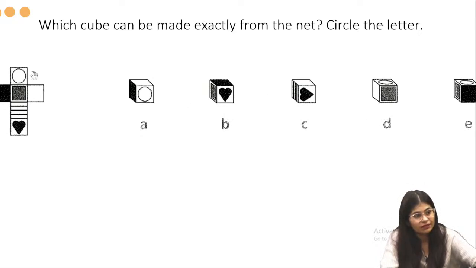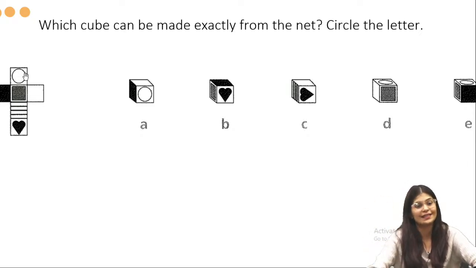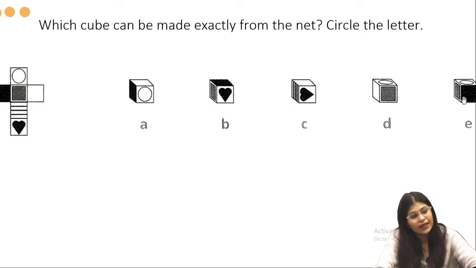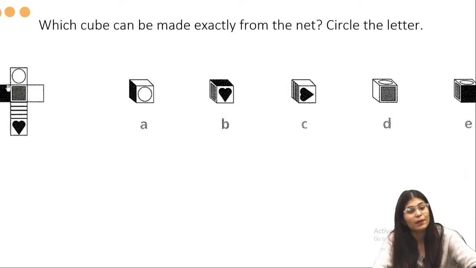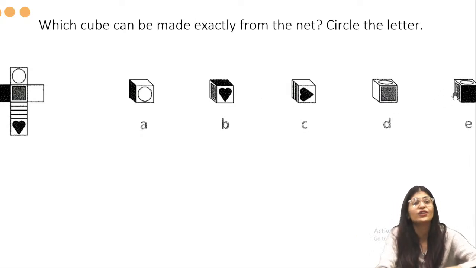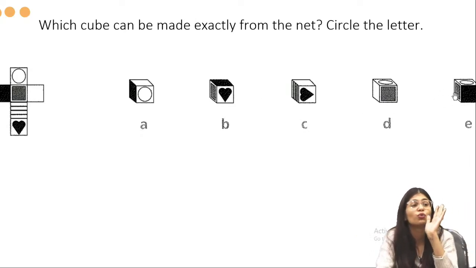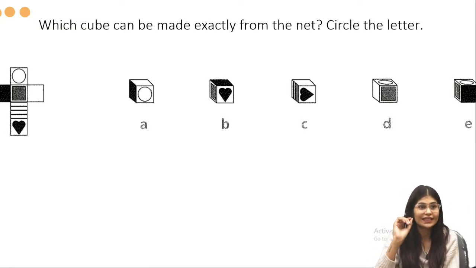If you bring the circle down, the white one should be on the right hand side. In this, the white one is on the left hand side, so no. Looking at the black one, again, this gray is on the right hand side of black, but in option E, the gray is on the left hand side of the black, so no. So the answer to this question is C.